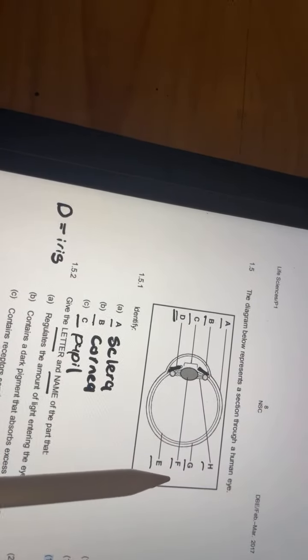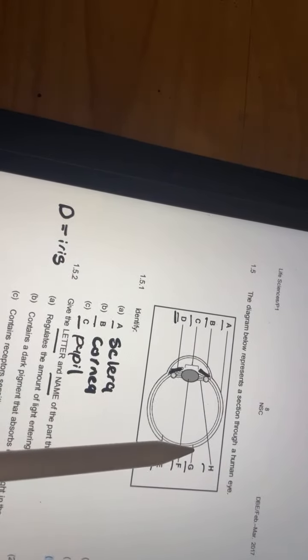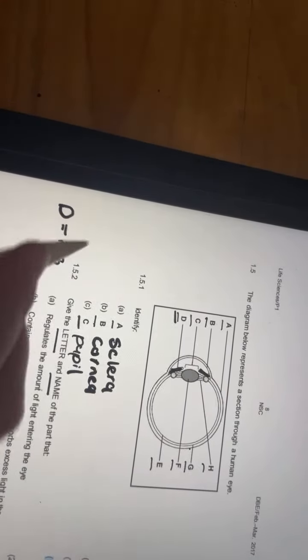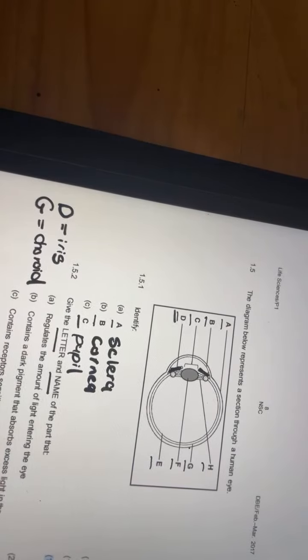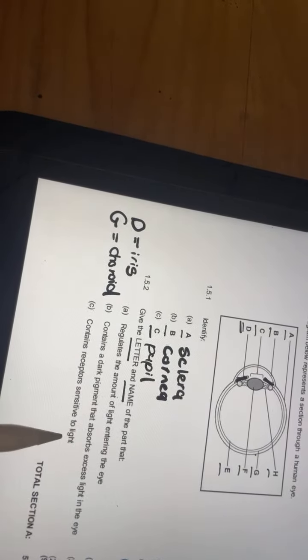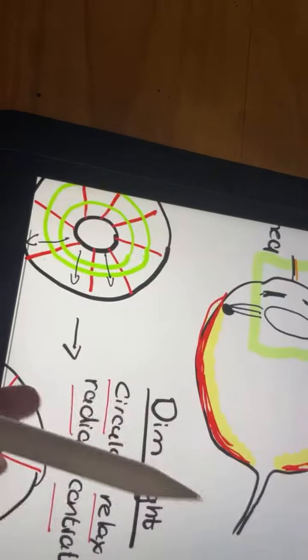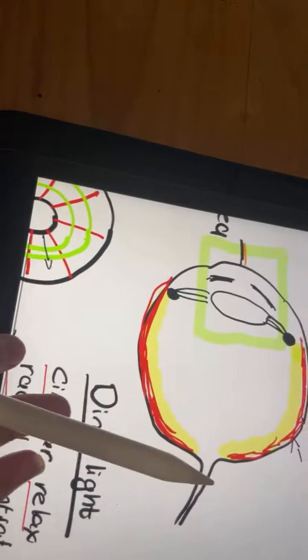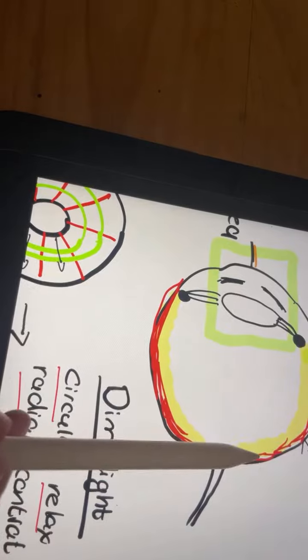That's what we're looking for. And so for here, if we look very carefully, it is going to be G, because it is the second line in. So it's just inside of the sclera. So we're going to go G, and we're going to go choroid. All right. Last one, contains receptors sensitive to light. So we take a look again. As I mentioned to you earlier, the layers of our eye. Where in the eye is receptive to light? Well, it is the yellow part over there, which is our retina.